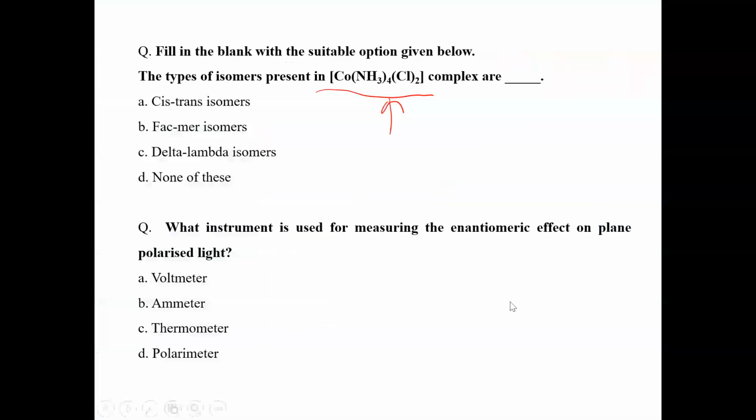Just identify. Before identifying these options, you should be familiar with what cis-trans isomers, facial-meridional isomers, and delta-lambda isomers are. Basically, the delta-lambda isomer is for metal trichelates. If you are dealing with chelating ligands, you will get these delta-lambda isomers, as explained in the class.